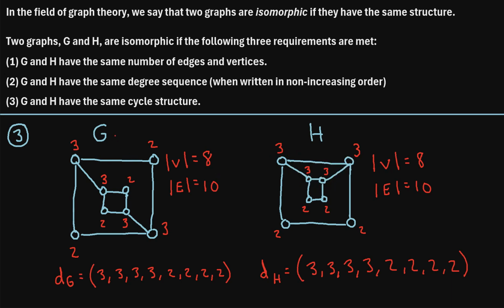But we'll notice in graph G, if we also look at the vertices that have a degree of 3, so this vertex, this one, and this one, it's not possible to form a cycle length of 4 between these 4 vertices. So because we can't form a 4 cycle using those same vertices, it means that these two graphs do not have the same cycle structure. And ultimately, it means that G and H are not isomorphic.